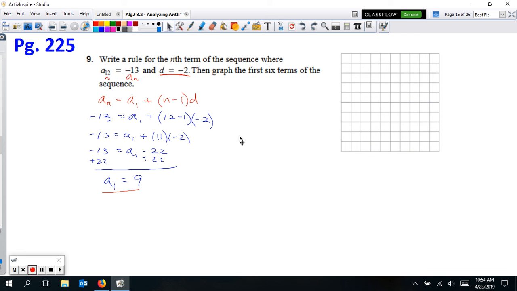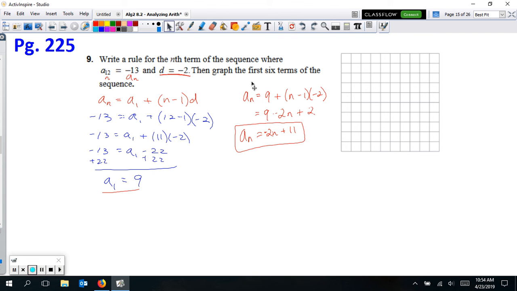So now that we know the first term and we know the common difference, we can now write that rule with this formula. So we'll do just what we did before. Put those two things in. So your first term, 9 here, negative 2 over here. Distribute the negative 2. So that's negative 2n plus 2. So 9 minus 2n plus 2, and then 9 plus 2 would be 11. And so there you go with a of n equals negative 2n plus 11. There's our rule. That's what it said. Write the rule. We got the rule.